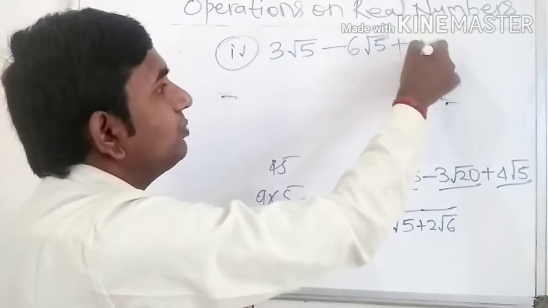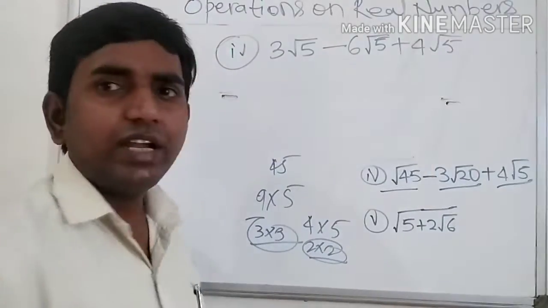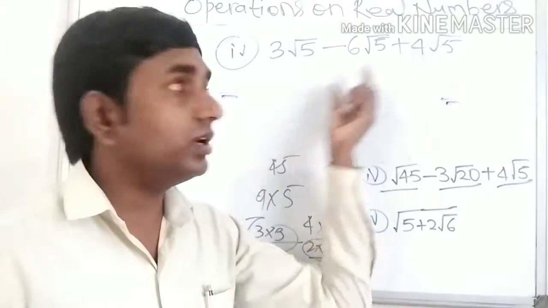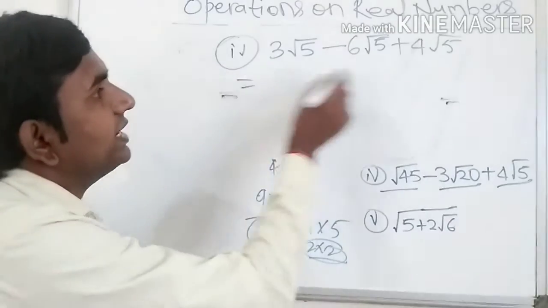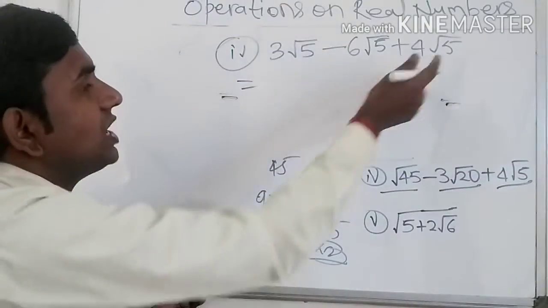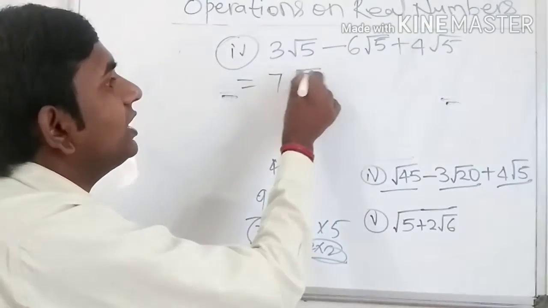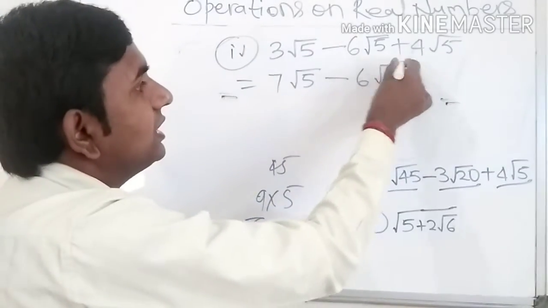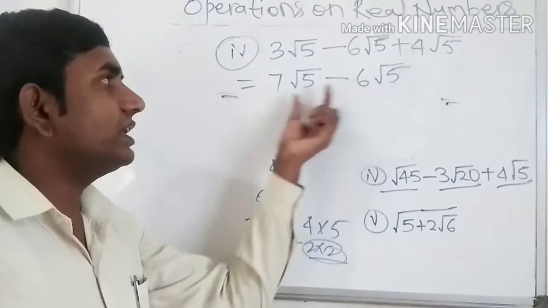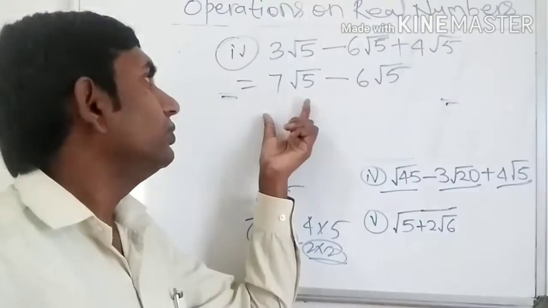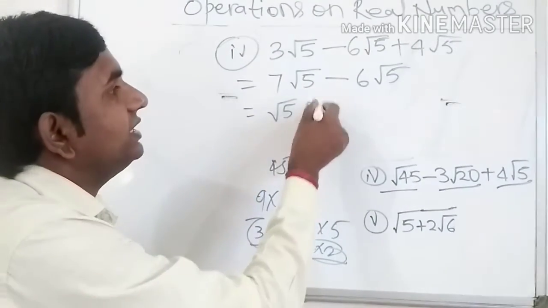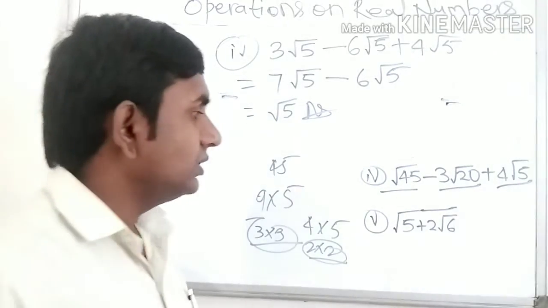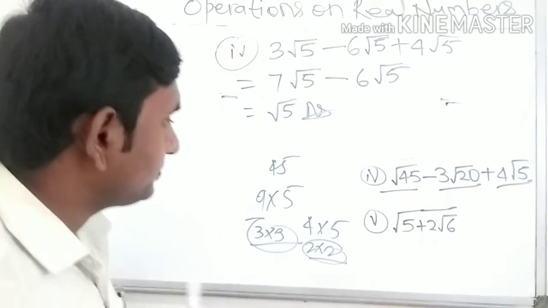And here is also given 4 under root 5. Here we find that they are similar irrational numbers: under root 5, under root 5, and under root 5. So we can easily add and subtract. Here is 4 and here is 3. After adding it, we have 7 under root 5 minus 6 under root 5. If we subtract 6 under root 5 from 7 under root 5, then we have only under root 5, and it is our answer.